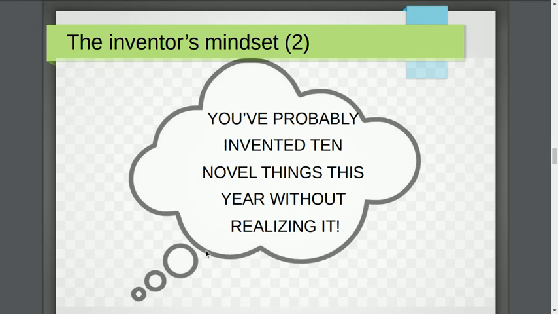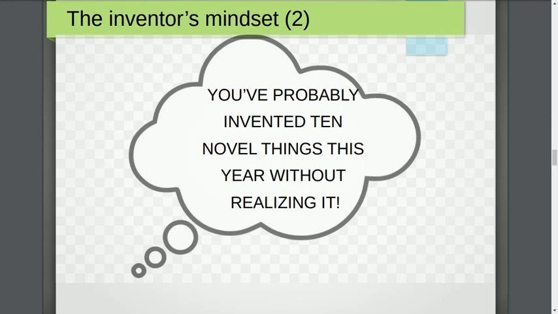So, inventor's mindset 2. If it's the end of the year, you've probably already invented 10 novel things without realizing it if you're working in software development. It's a lot easier to come up with something new than you'd think. So it's worth going back over what you've done over the last year and having a look at the particular things that you thought were tricky when you first hit them, and then you had an aha moment and you solved it. And there may well be a good, valid invention lurking there.